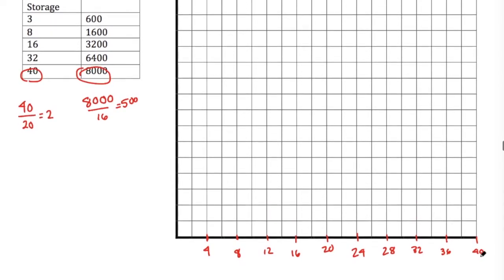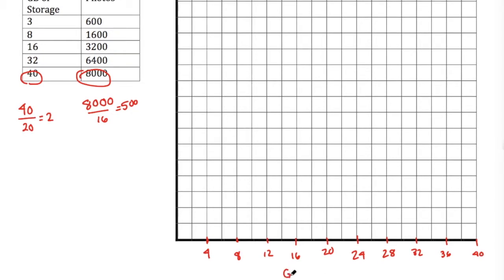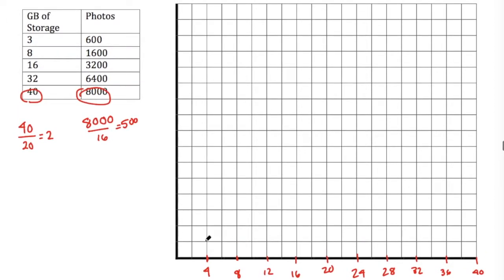I'm also going to take a second and label this as GB, which is gigabytes of storage. That's the label for the x-axis. Okay, then going up and down, as I said, I could label every single line as 500, but I'm just going to go ahead and mark every other as 1,000. So that's 1,000. This is 2,000.